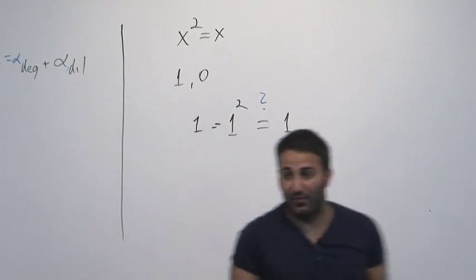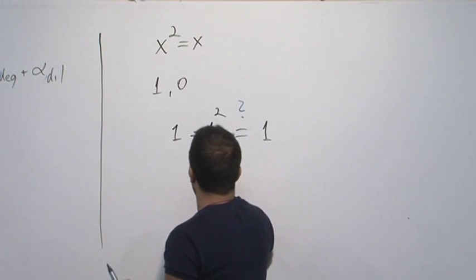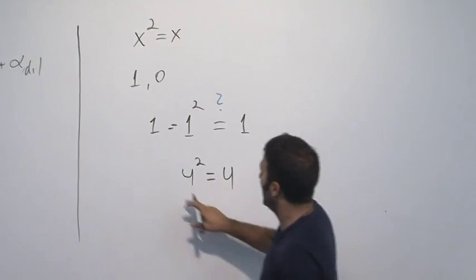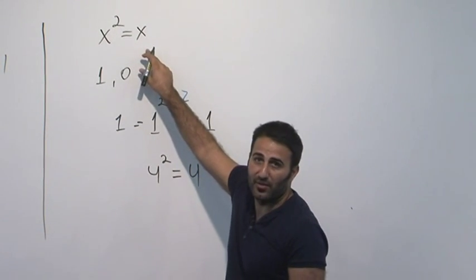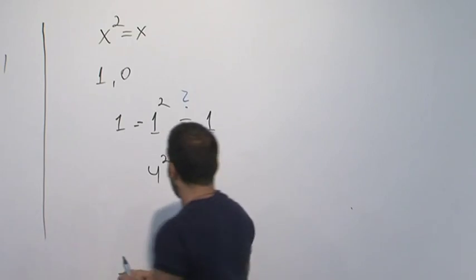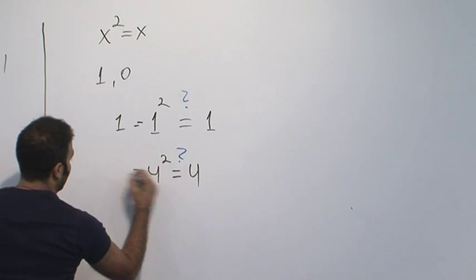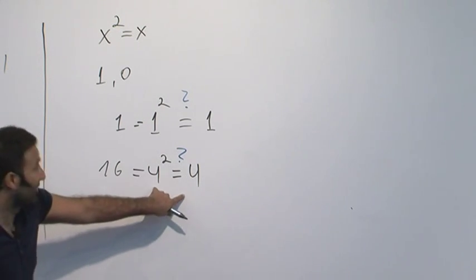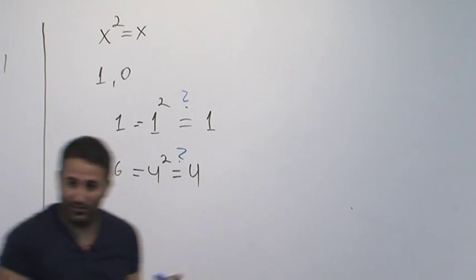But if I take something else, let's check, for example, whether 4 squared equals 4. That would mean it's also a solution for the equation. But it's not, right? Because 4 squared equals 16. So 4 is not a solution for the equation, and 1 and 0 are solutions for the equation.